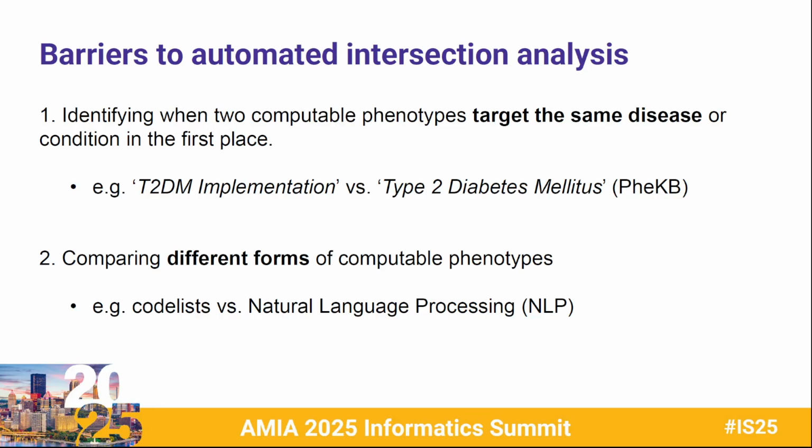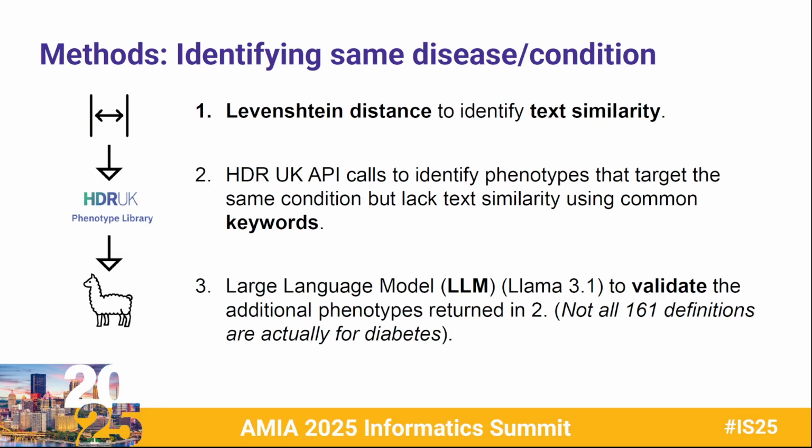The second barrier is, once we've actually identified groups of phenotypes that identify the same disease or condition, how do we then, within those groups, compare those phenotypes to see if there's any intersection in logic? Because if we're working purely at the computable level, there are going to be different forms of these phenotypes. Traditionally, phenotypes might be codelists that are perhaps applied in something like Python, but we can also find more complex implementations, so phenotypes that are actually realized as natural language processing processes, for example. Then the challenge becomes, how do we actually compare these different implementations?